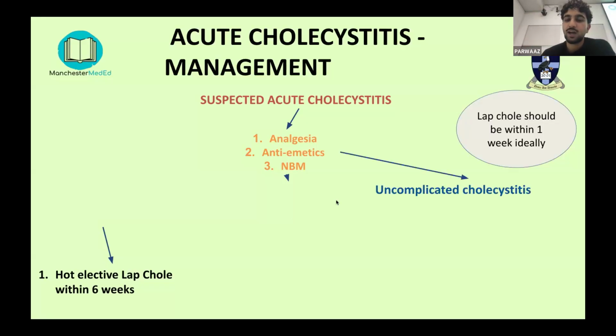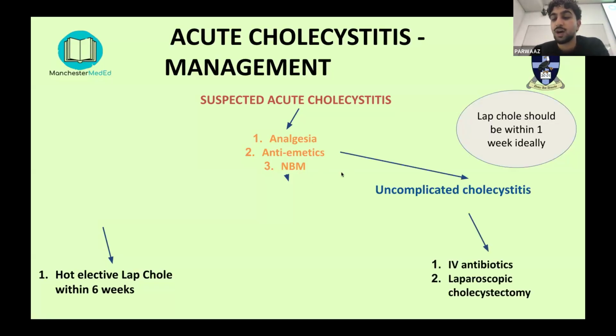Okay. And usually in uncomplicated cholecystitis, we'll give IV antibiotics and do a lap chole. So this should ideally be done in 72 hours, but in reality, in our hospitals, they're done in about a week. Okay, so it's not that urgent if they're treated with IV antibiotics, but for uncomplicated cholecystitis, it needs to be done in a week for the purpose of exams, but clinically should be done in 72 hours.